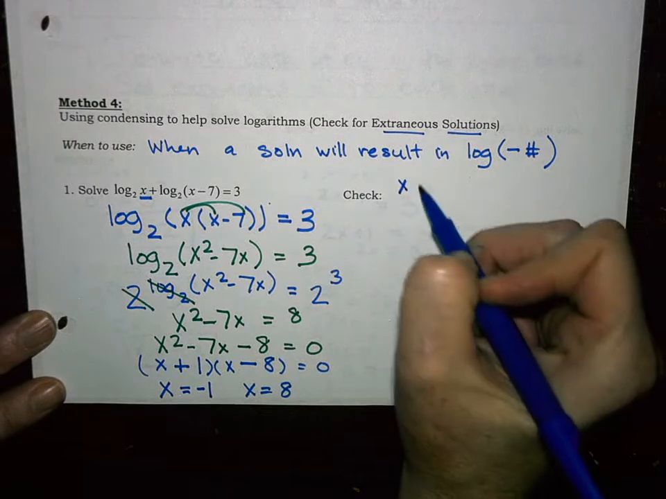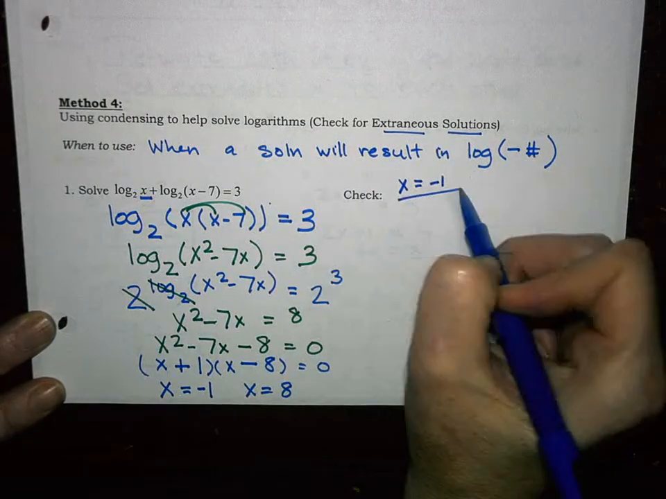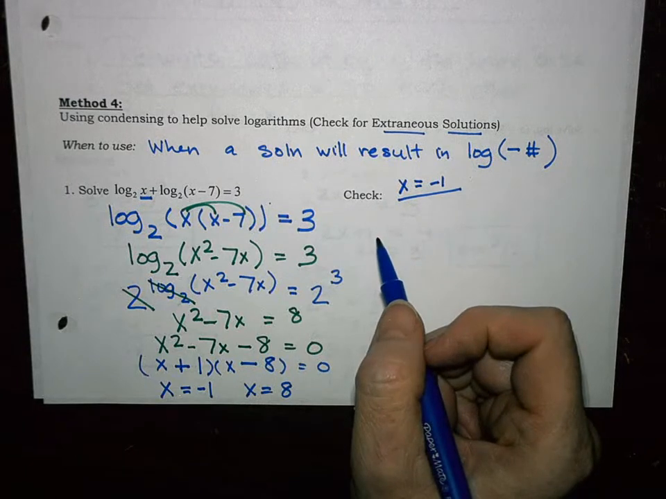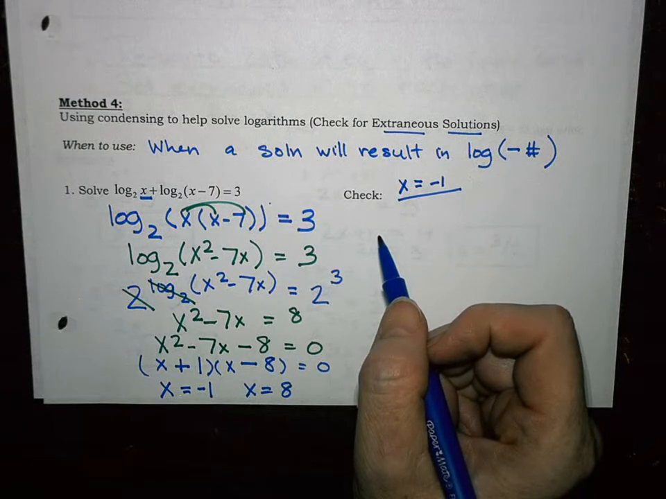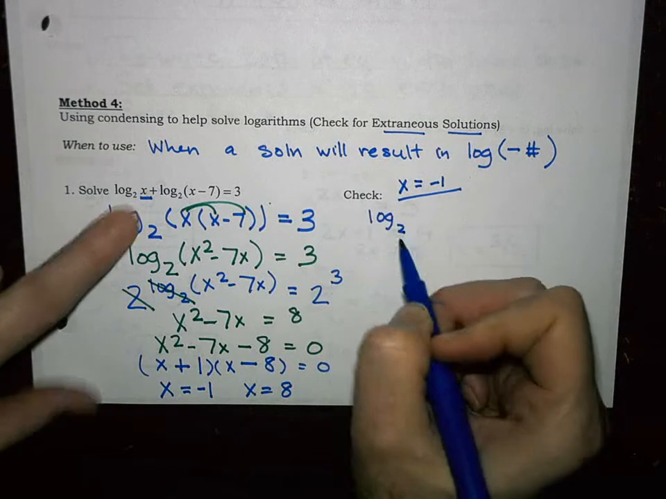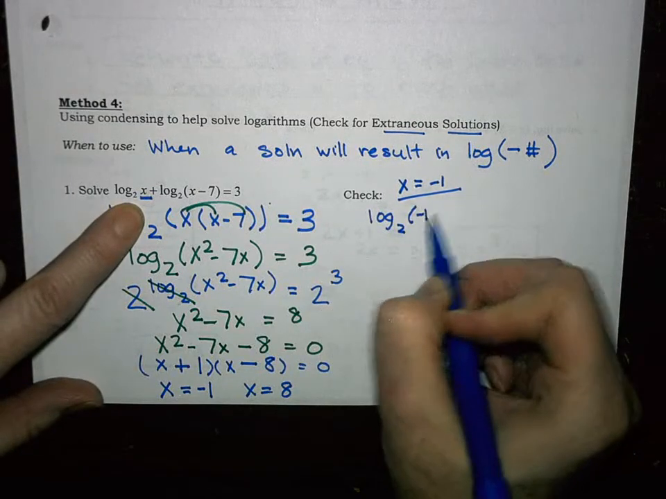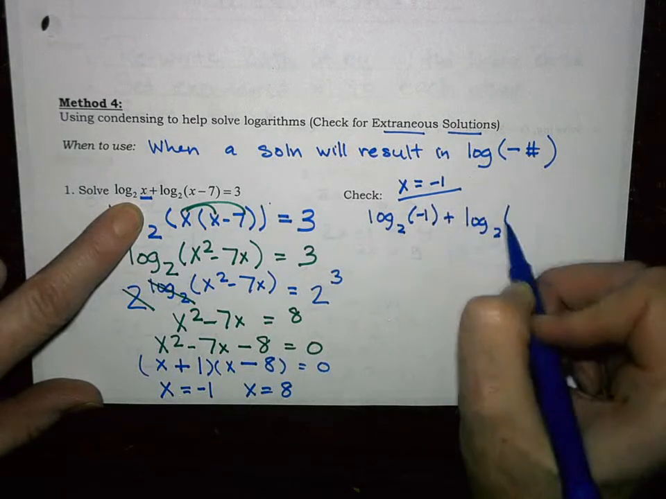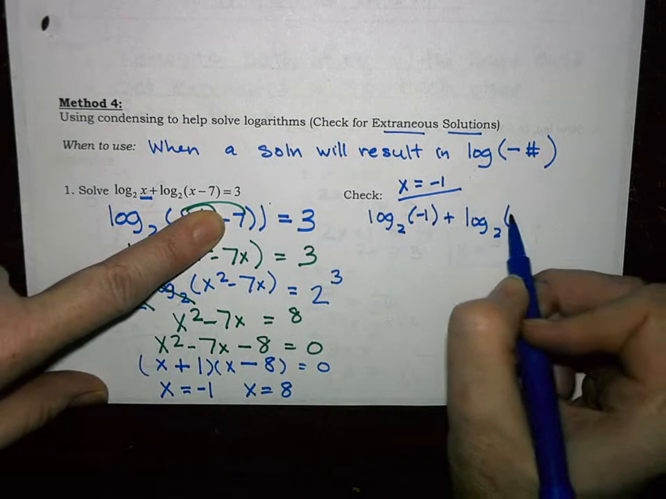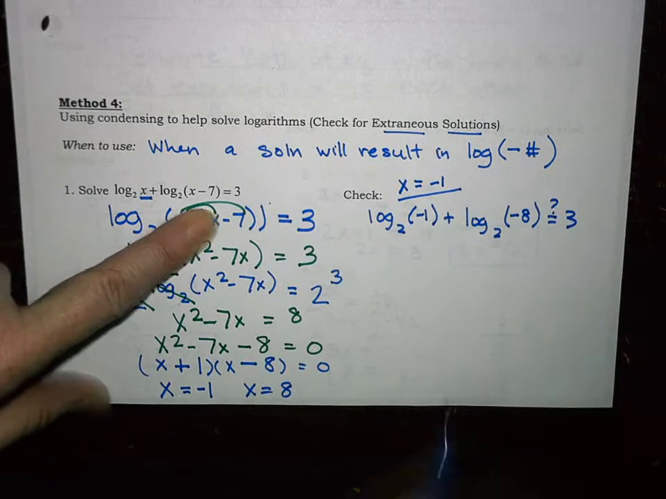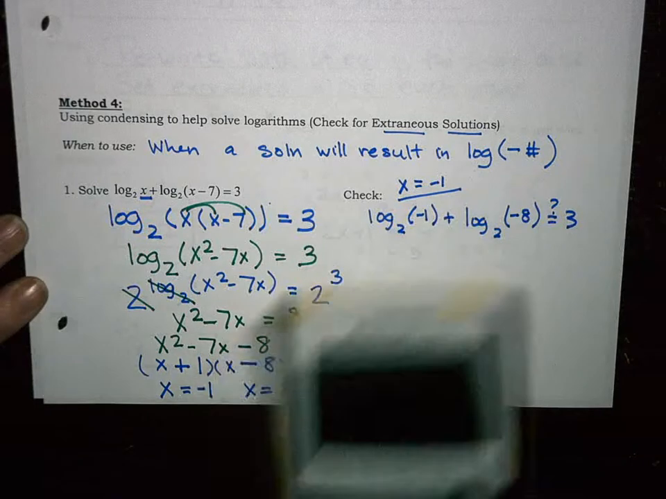Now I'm going to check for extraneous solutions. So let's check x equals negative 1. Let's check it. So I'm going back to my original function. And so I'm going to say the log base 2 of negative 1 plus the log base 2 of negative 1 minus 7, which is negative 8. Is that equal to 3?